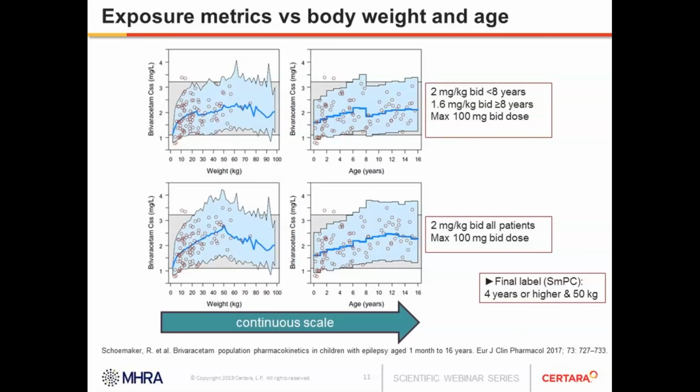Ultimately, a different dosing regimen was actually used in the final label, in the summary of product characteristics. There was a minimum age that this drug can be used, which is 4 years, and there's a cutoff limit of 50 kilograms where it changes to a flat dosing of 50 milligrams per day as an initial dosing regimen. But the main take-home message from this graph is just the way it is presented, not particularly the details.